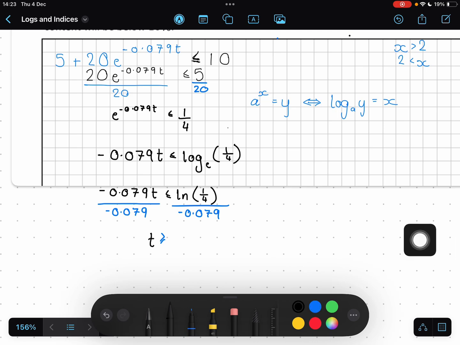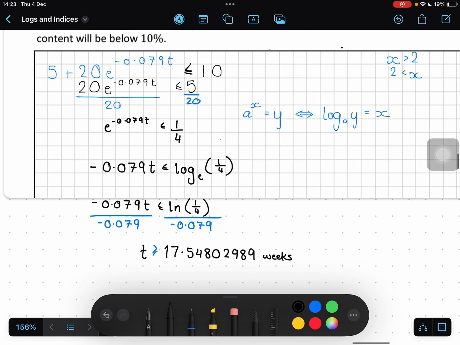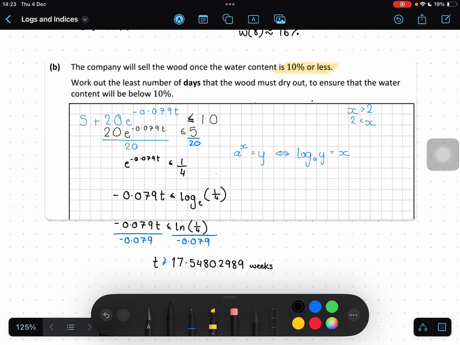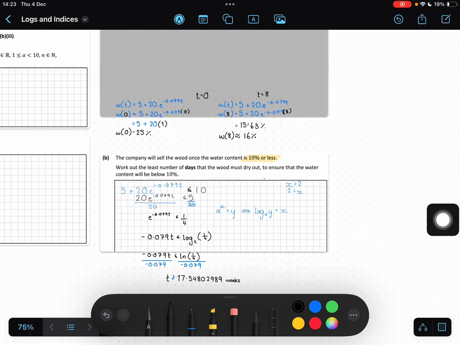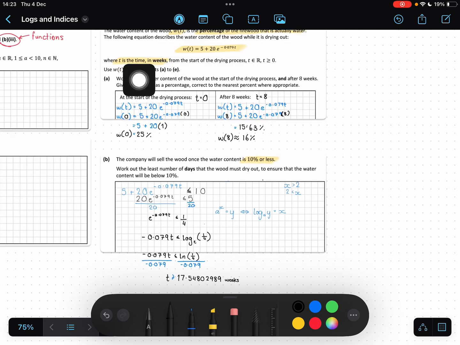Then I can put this full thing into my calculator and it will give me 17.5480298 weeks. So that's how many weeks. It doesn't actually ask for the time in weeks. I know I've found the time in weeks because t is the time in weeks.